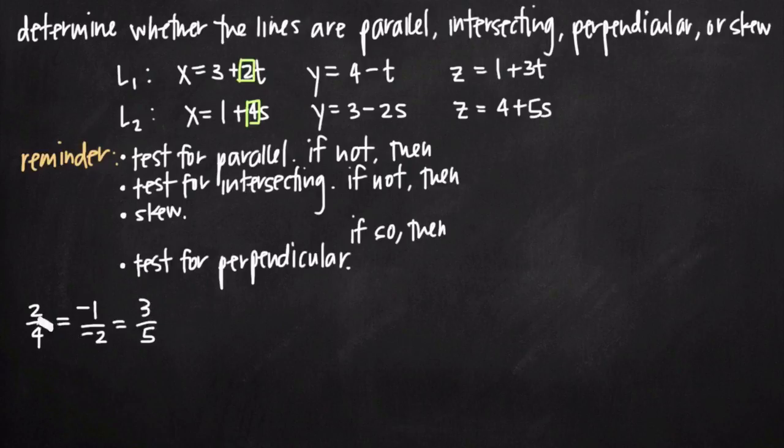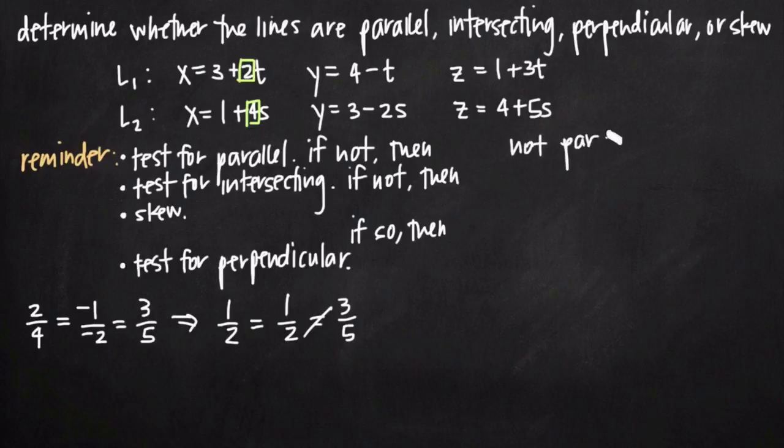Well, if we simplify this, we can see that 2 over 4 simplifies to 1/2. -1 over -2 simplifies to 1/2. But 3 over 5 doesn't reduce to anything further. This is not true. 3 over 5 is not equal to 1/2. So this equation here is not true, and therefore we can say that our two lines, L sub 1 and L sub 2, are not parallel. So I'm going to write over here, not parallel.